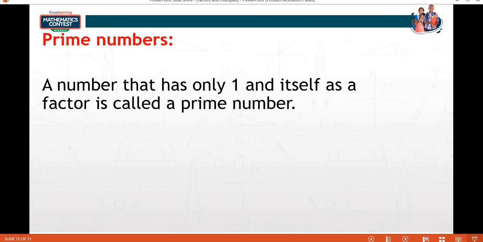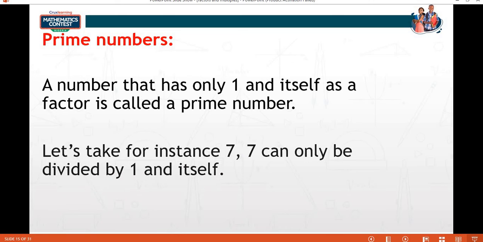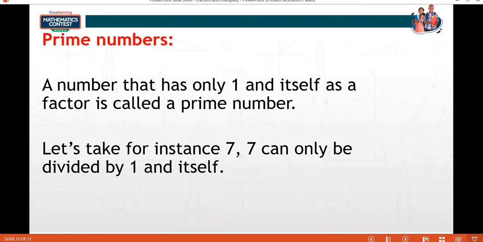A number that has only one and itself as a factor is referred to as a prime number. That number that no other number can divide except one and itself is referred to as a prime number. The example we have here is 7. Let's take 7 for instance. 7 can only be divided by 1 and itself. No other number can divide 7.